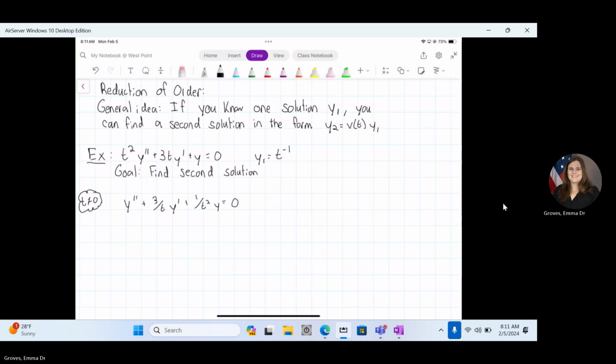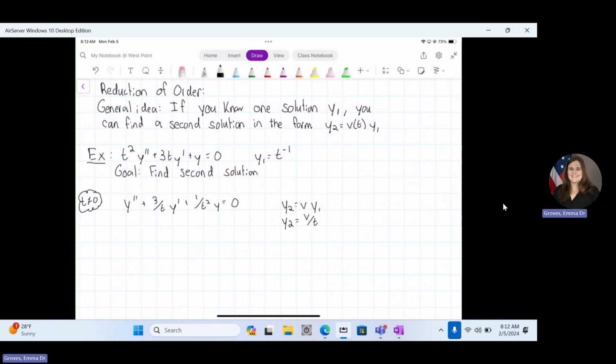And then from this general idea, I know that y2 is going to be some function v times y1, which means y2 is going to be v over t, some form of that. Because I have t to the negative 1, so I just threw it in as a fraction. Okay. This is what I know about y2. And I know y2 has to be a solution to this differential equation.